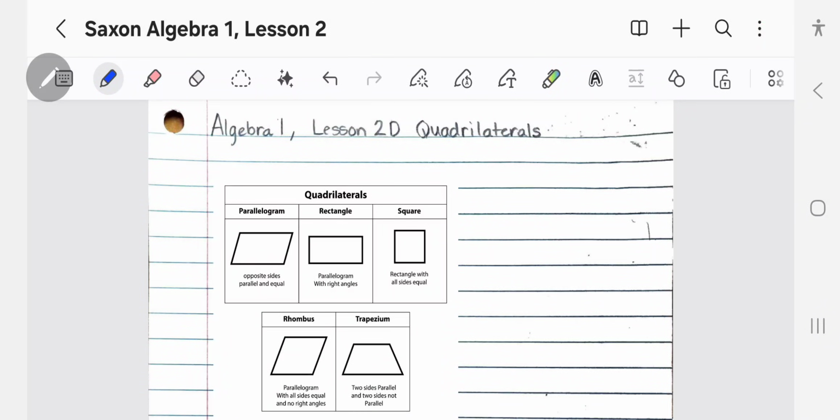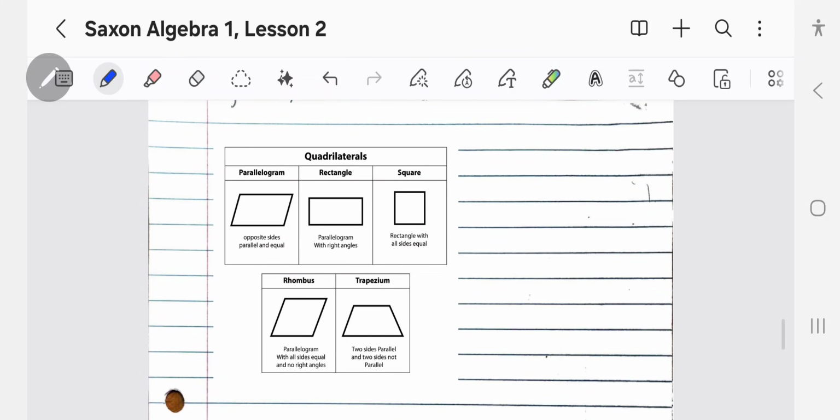This is Algebra 1, Lesson 2D, talking about quadrilaterals. This lesson talks about 5 different types of quadrilaterals. Now, all of these have something in common. They're all going to have 4 sides, okay? So that's our broad category, quadrilaterals.